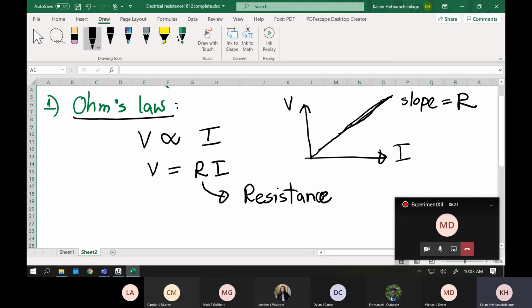But most of the materials we have do not follow this Ohm's law. That means it is not proportional. In that case, we call it a non-ohmic material. If it follows this V and I proportionality, we call it an ohmic material. So we are basically going to study the ohmic materials that follow Ohm's law.